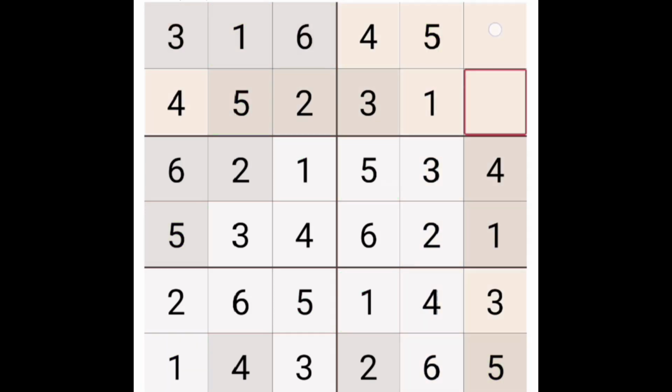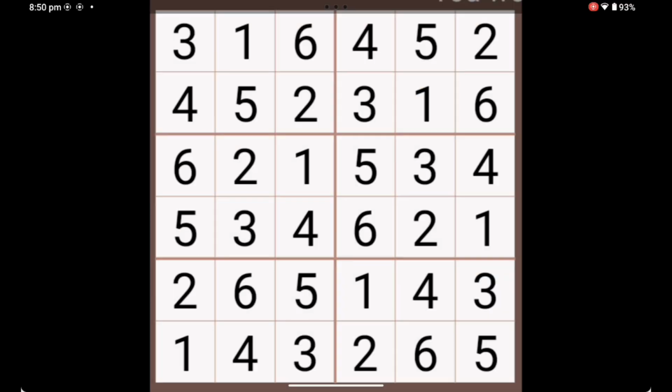Now we have to complete this box. 4, 5, 3, 1. 2 and 6 are missing. So 6 cannot come in this cell because if you look at the left hand side, 6 is there. So 2 will come here and 6 will come here. So this Sudoku is done for today.